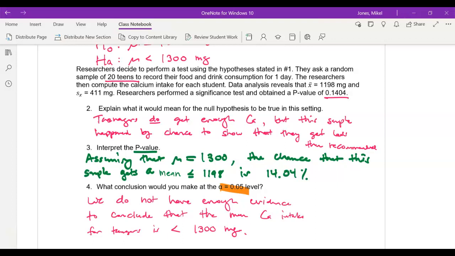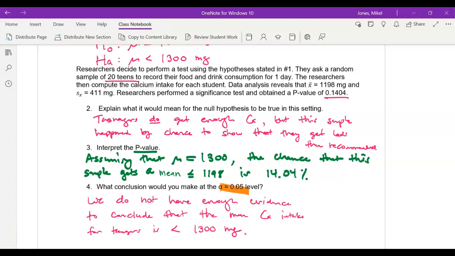And so that's a pretty high p-value, especially if we compare it to a 5% alpha level. So we would not have enough evidence based on this sample to conclude that the mean calcium intake for teenagers is indeed less than 1,300 milligrams. Okay, so even though our sample gave us a number less than 1,300 milligrams, we don't have enough evidence to say that overall teens get less than 1,300 milligrams a day.